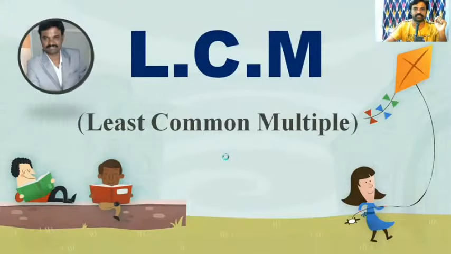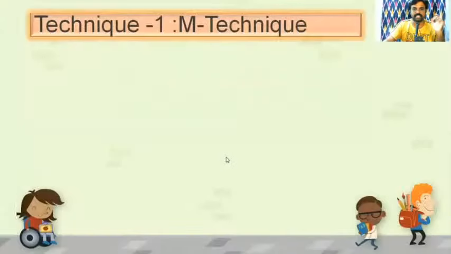Let's see now. Technique one, which is called the M technique. M technique is nothing but M for multiple. So how can we apply this technique to find LCM?